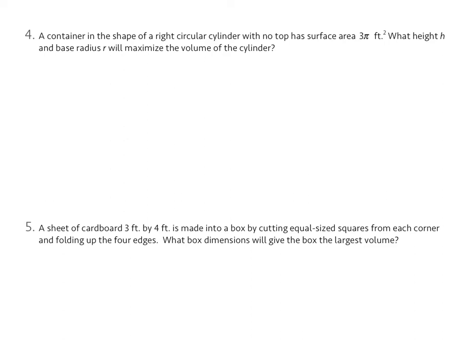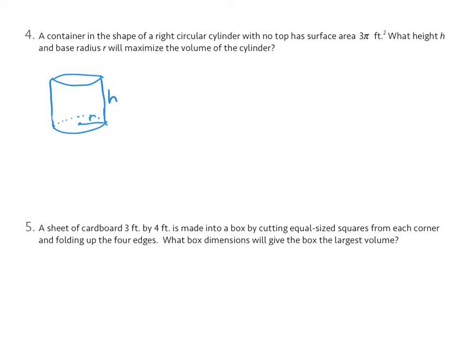Hello again. This is number 4, continuing on with part 2 of this selection of max-min scenarios involving optimization in calculus. Number 4: a container in the shape of a right circular cylinder with no top has surface area 3 pi feet squared. So let's first picture what that would look like. Make a cylinder, and if I want to be really particular here, I could make the back dashed to indicate that we can't see it. The question is what height h and base radius r, h here, r down here, will maximize the volume of the cylinder?